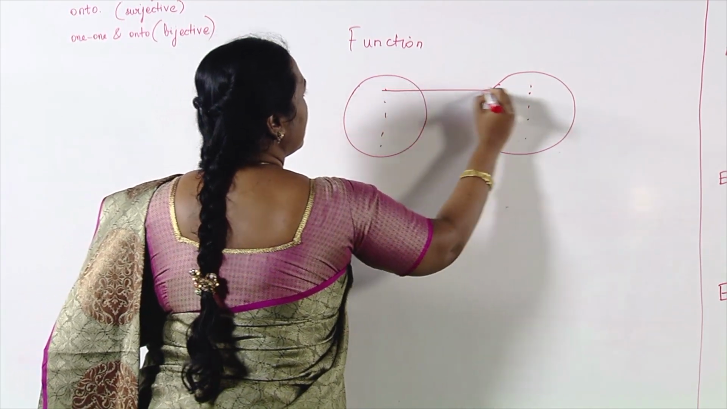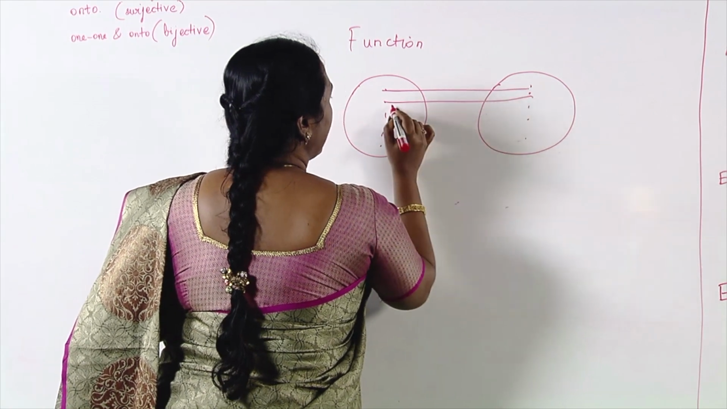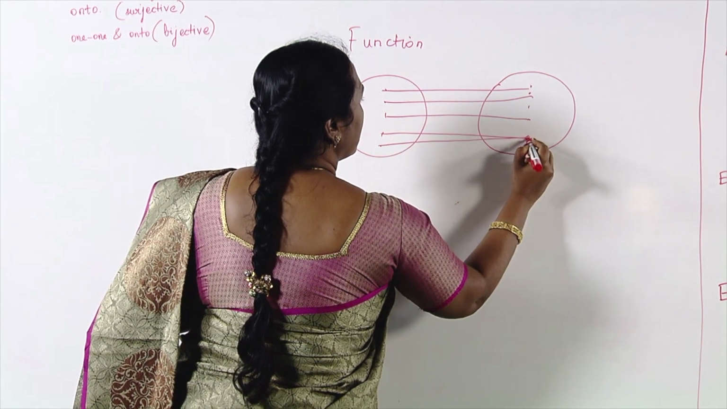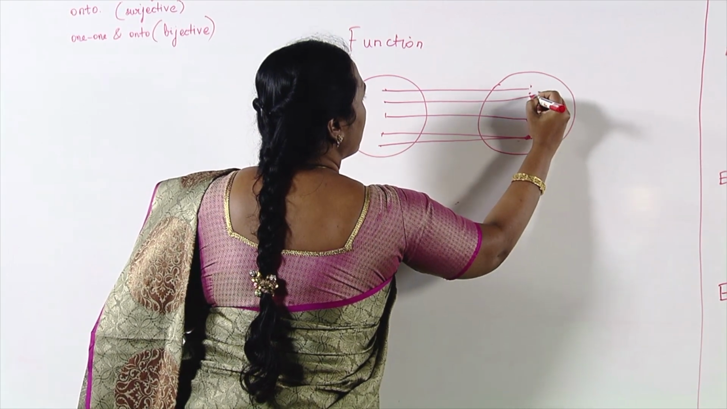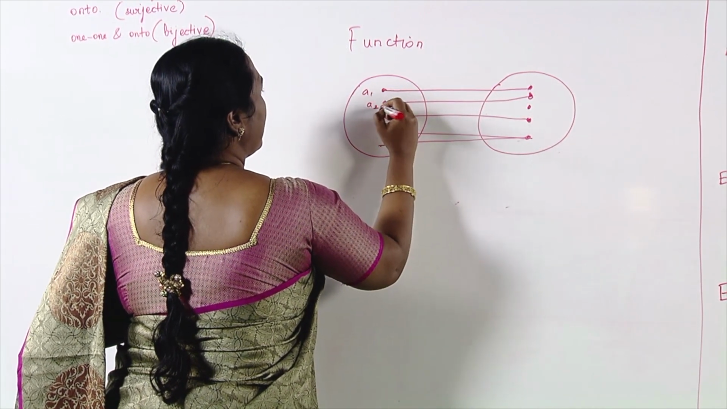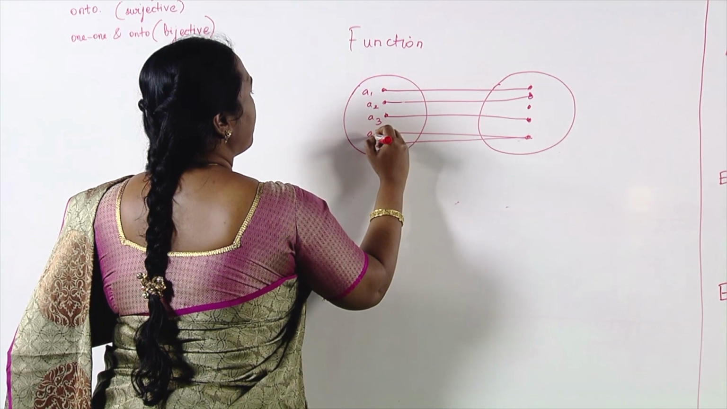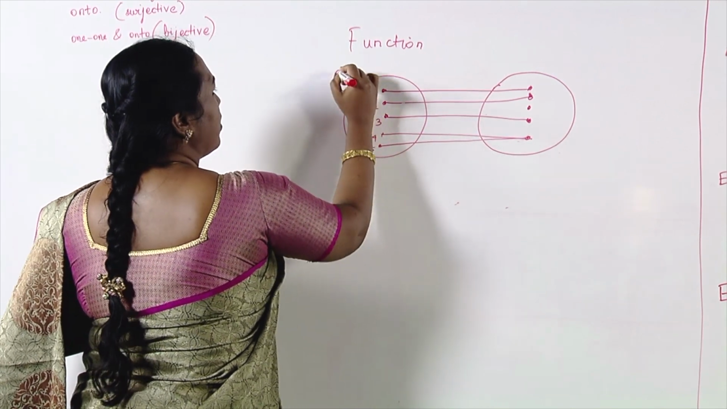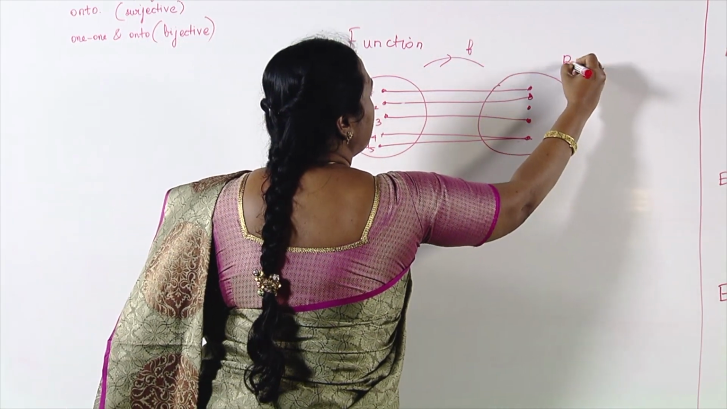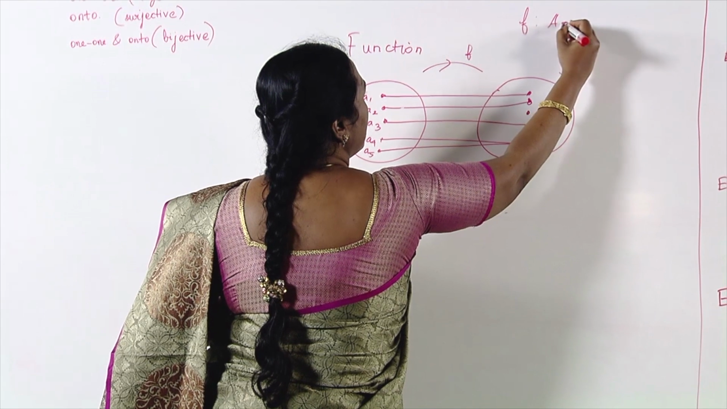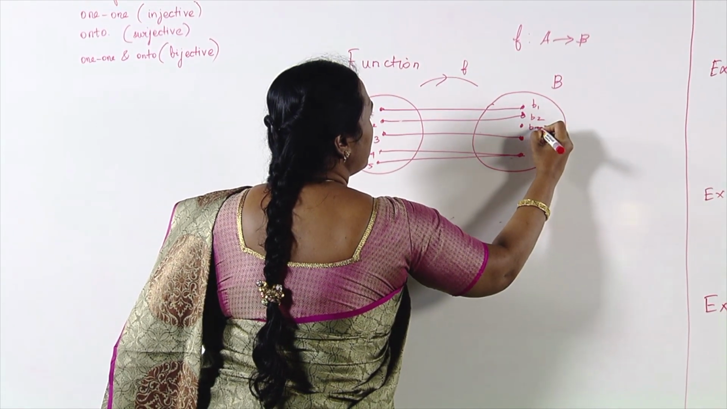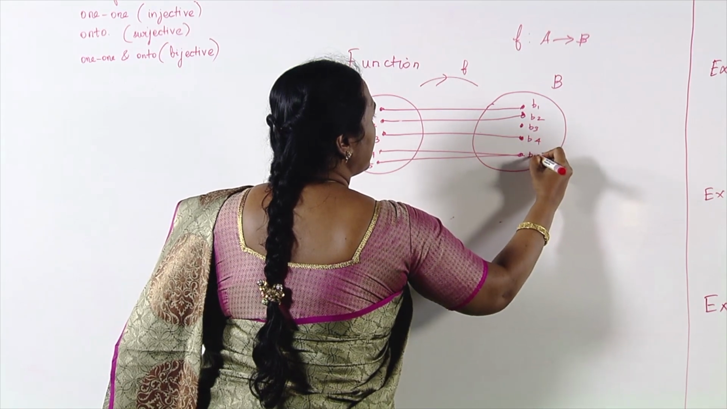For example, this is an example of a function. Say A1, A2, A3, A4 and A5, and these are all elements of a set A. The mapping is from A to B. So, the function is defined as from A to B, and these are the elements B1, B2, B3, B4, B5.